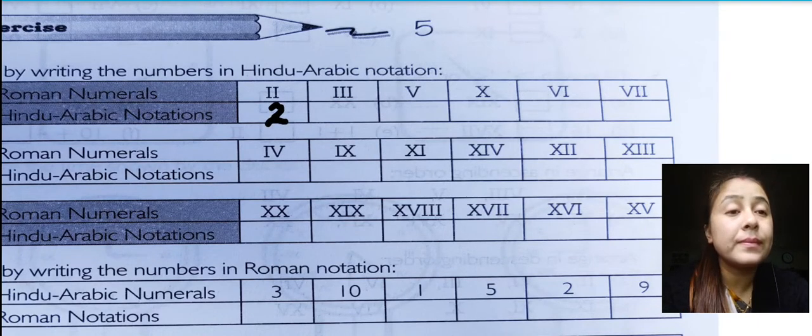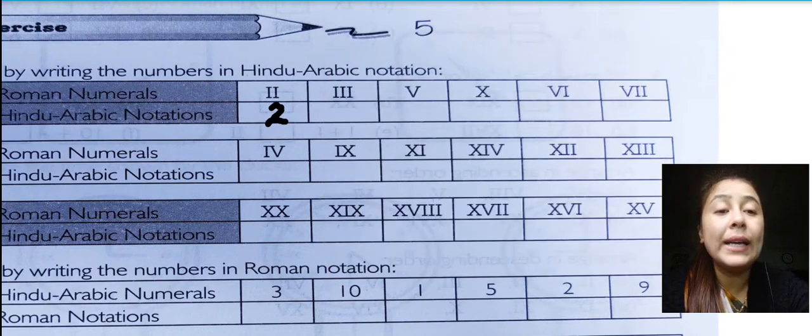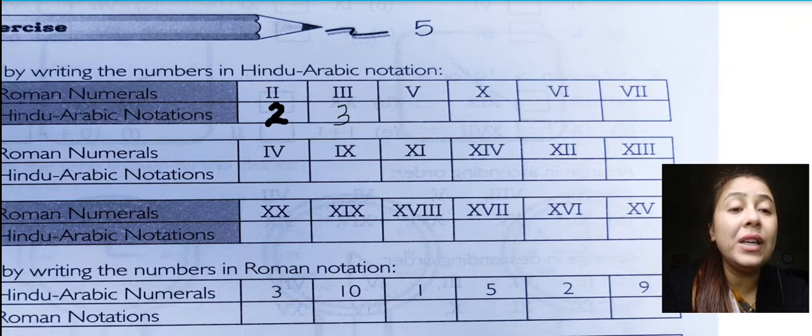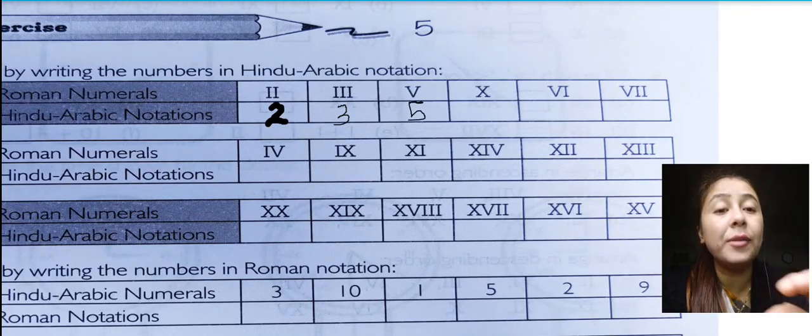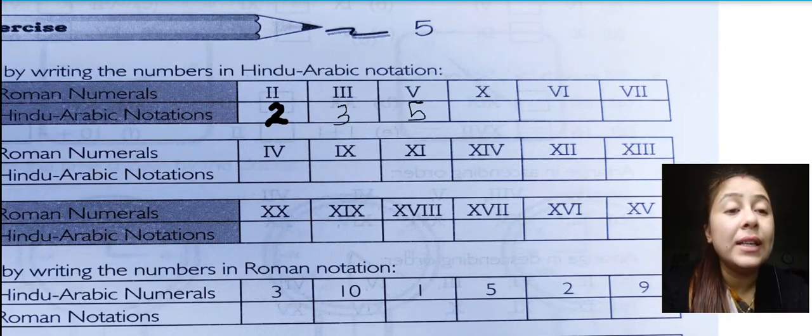Next, the value of III is 3. So here you will write 3. Now next, V means 5. So here you will write the Hindu-Arabic numeral 5. Here X means 10, so I am writing 10. VI, children: V means 5, I means 1. So VI means 5 plus 1 is 6.